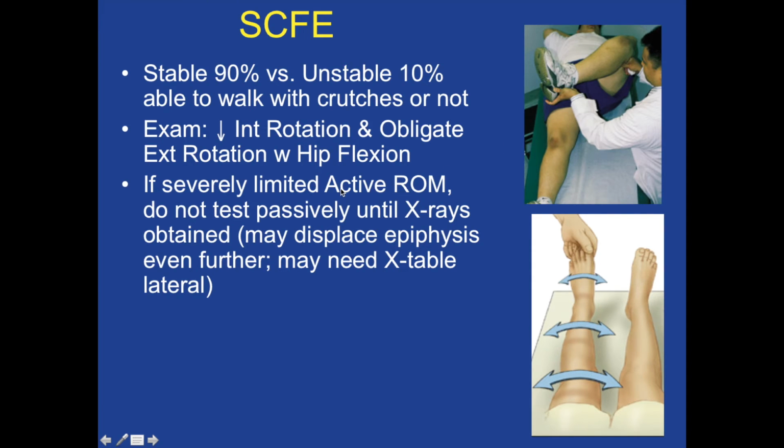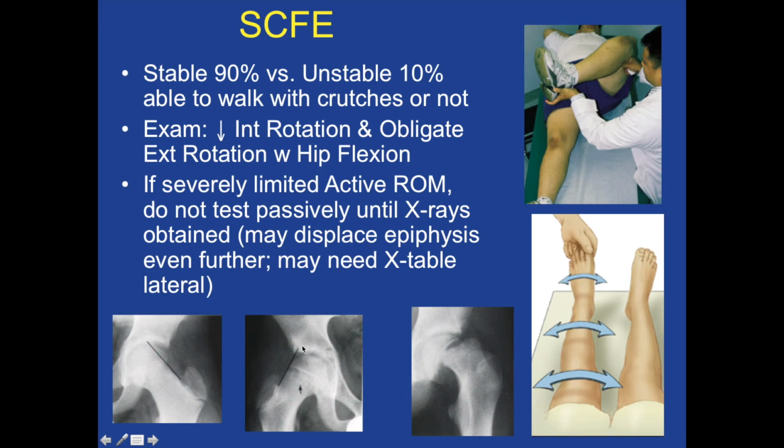One caveat is if they complain of quite a bit of pain and they don't want to do any active range of motion, you may not want to force them into this flexion until you get your x-rays, because there are case reports of displacing the epiphysis even further. You may just want to leave them on the exam table or a gurney and do a cross-table lateral. I would do this if they came in on crutches and didn't want to actively move their hip at all. I would send them for films right away without trying to do any passive range of motion.